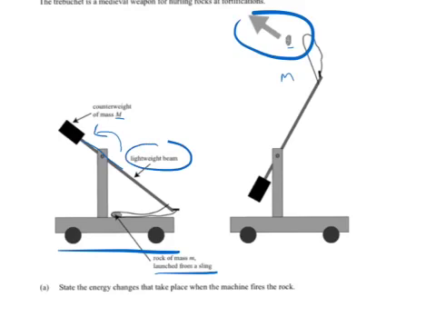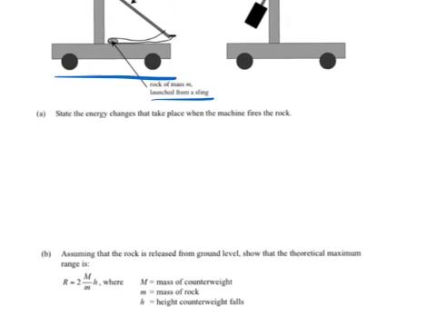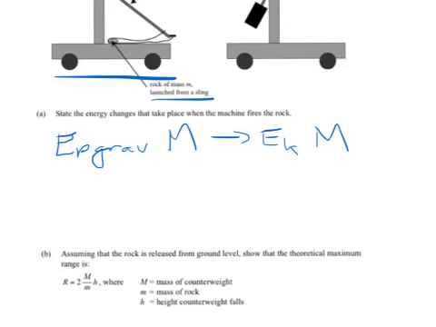Anyway, the lightweight beam indicates that the beam is going to be of negligible mass. So as we get down to the question, we're going to see that that's important. We have to state the energy changes that take place when the machine fires the rock. So the most obvious thing is that you've got gravitational potential energy, EP grav, from the initial big mass, and that is turning into kinetic energy for the big mass as it falls. But not only that, you're getting kinetic energy for the small mass as it moves, but you're also getting gravitational potential energy, EP grav, for the small mass m.